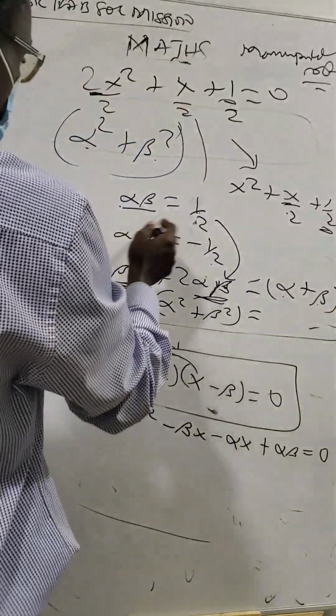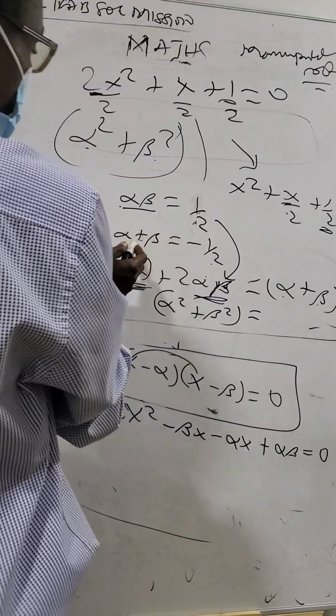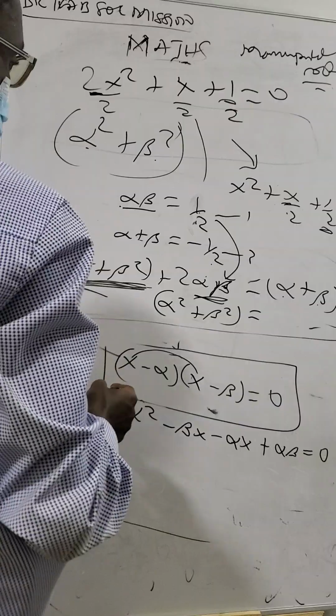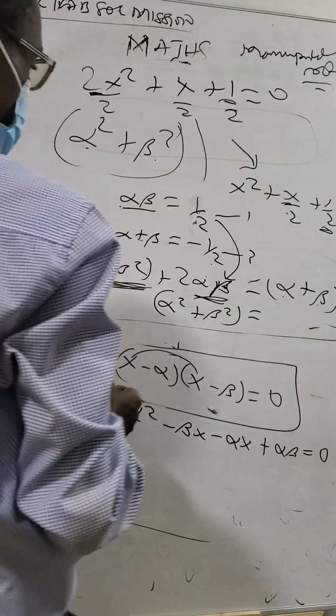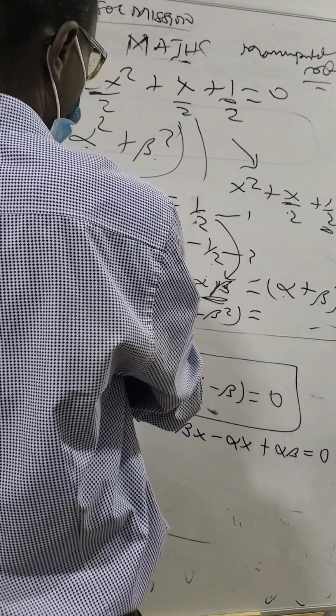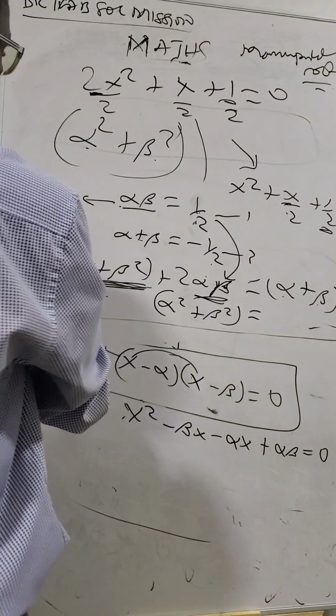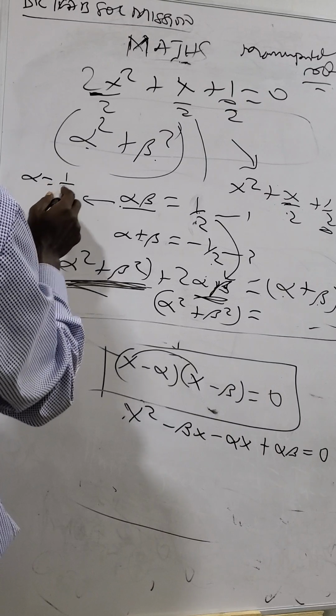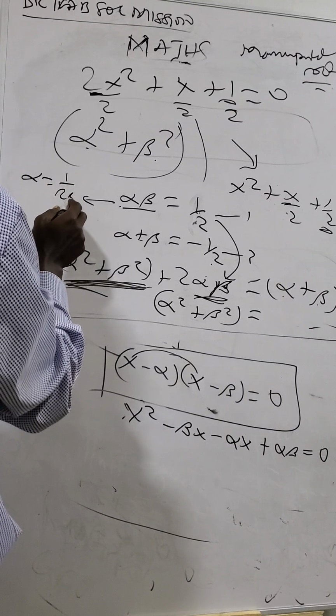You can find it from here. Here you can find alpha and beta, because you have two variables in two equations, equation 1 and equation 2. Then you can find the answer. So from here you can see that alpha is equal to 1 over 2 beta.